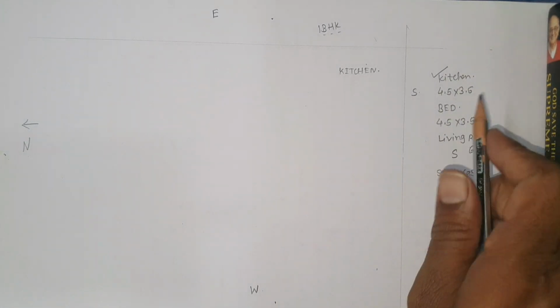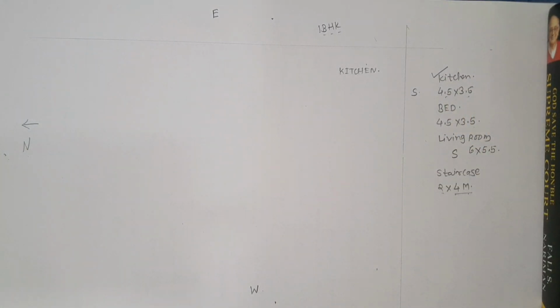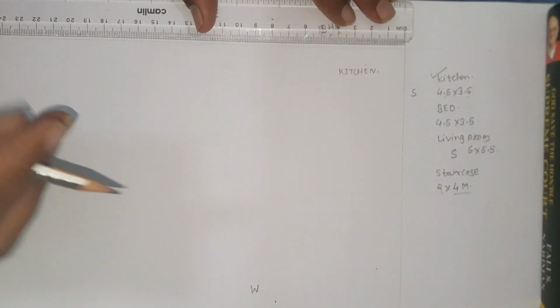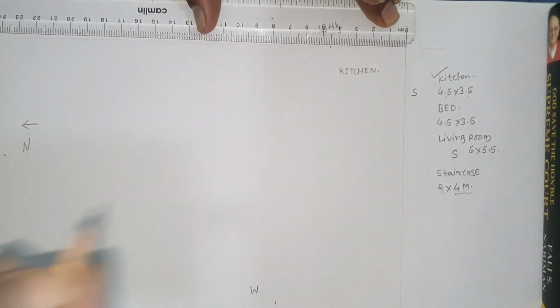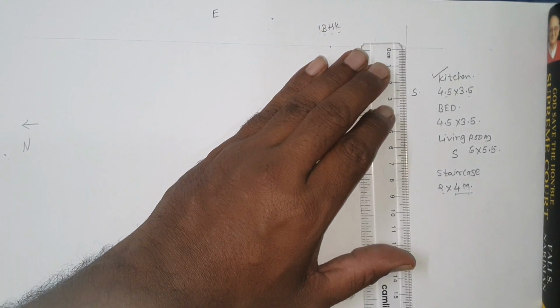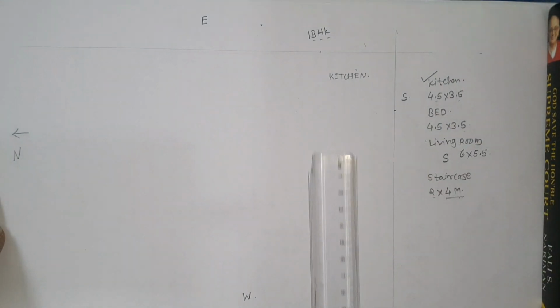Okay, the size of the kitchen is 4.5 meter length and 3.5 meter width. So locate 4.5 meter, and this is 3.5 meter. How has this been done? Because of the scale. We have selected scale 1:100. As we already discussed, 1:100 means 1 centimeter on paper is equal to 1 meter on ground.